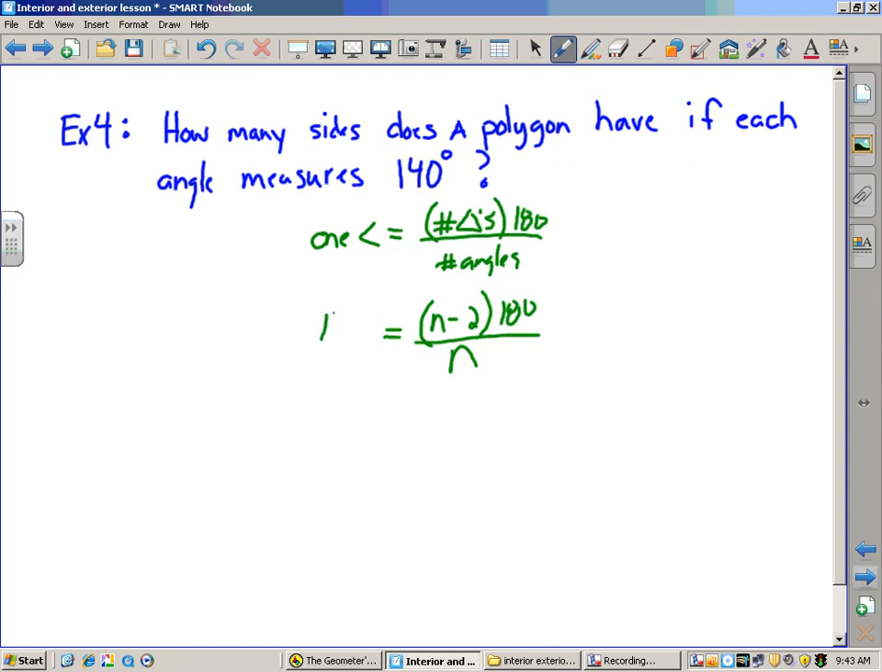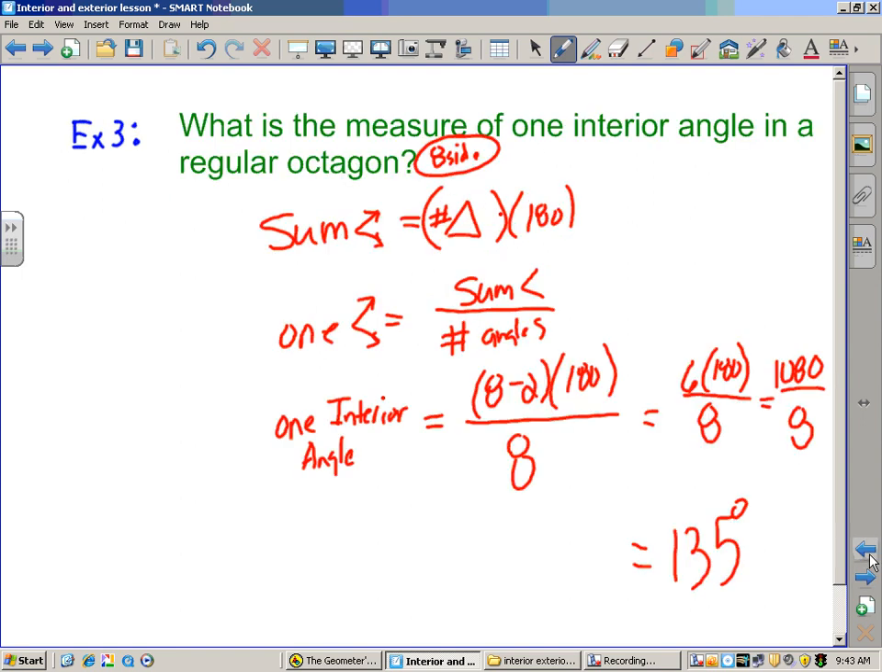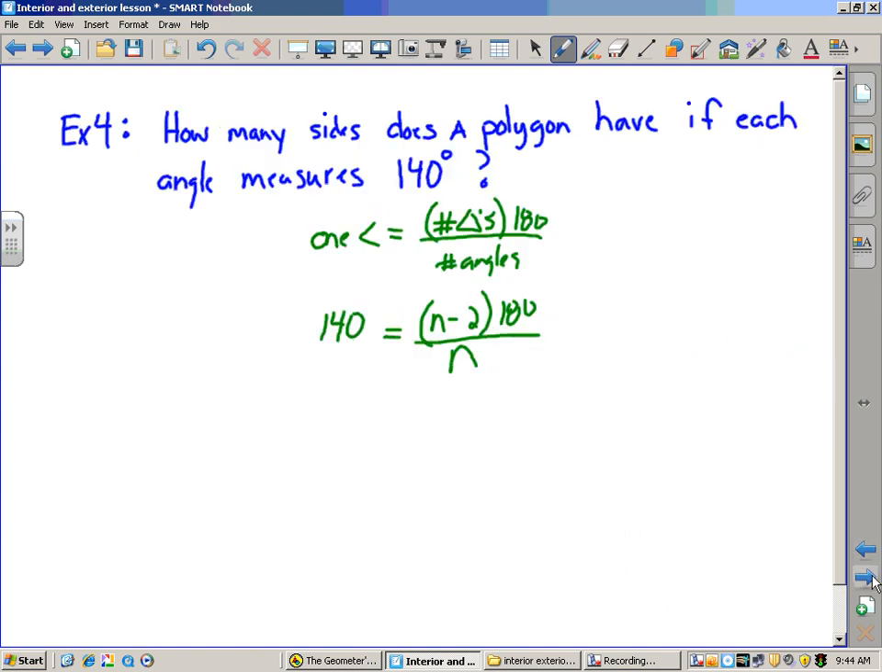140. So you see, I put the 140 not on the right side of the equation like I did over here. You notice I put everything over here on this right side of the equation and found out that one interior angle. Well, this time I know the answer. It's 140 for one interior angle. Well, how do we solve this?